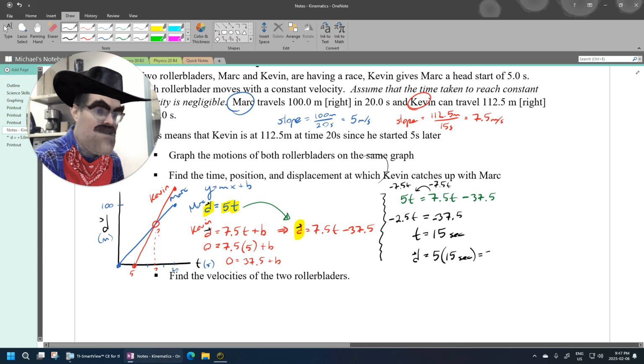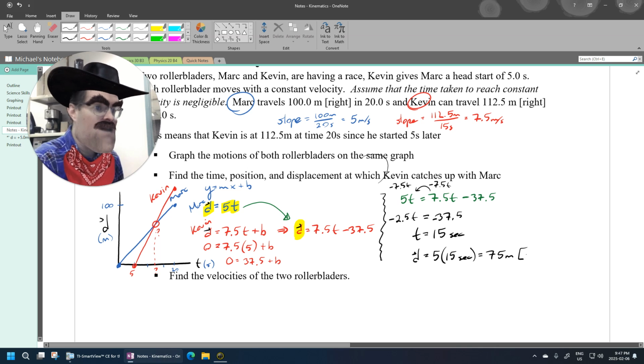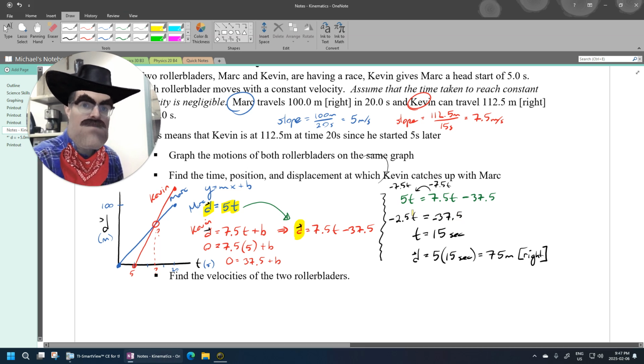Okay. So 75 meters. And since this is position, it's a vector. So 75 meters to the right. There we go. Let me just, where's my marker? Okay.